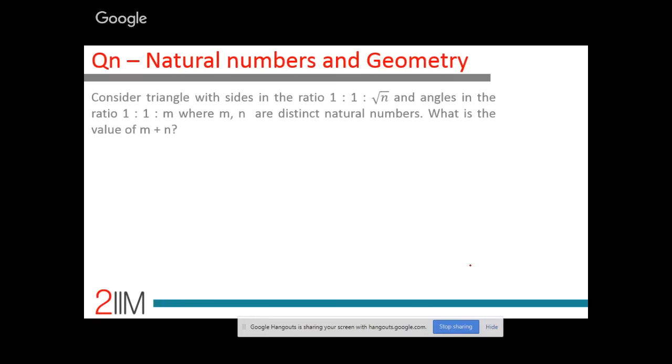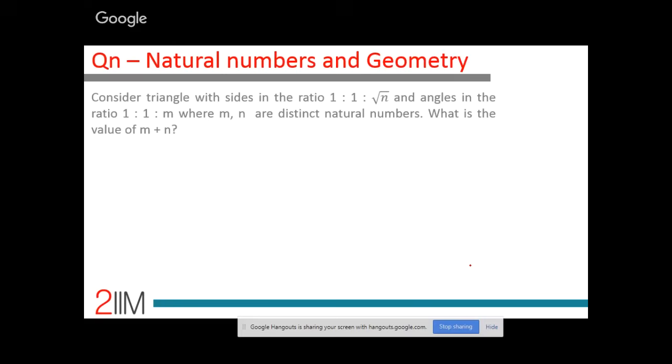1:1:√2. Sides are in the ratio 1:1:√2. What type of triangle is it? Isosceles right angle triangle. So angles will be in the ratio 1:1:2. So n could be 2, m could be 2. Again, dead end. Those two don't work. They're out. So we're down to 1:1:√3.